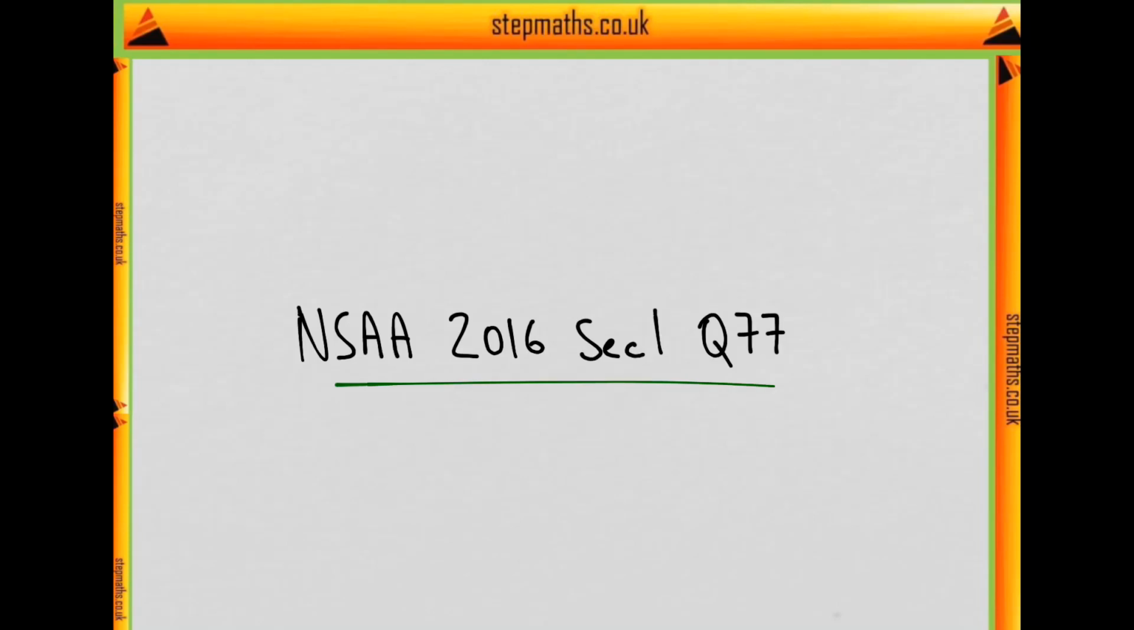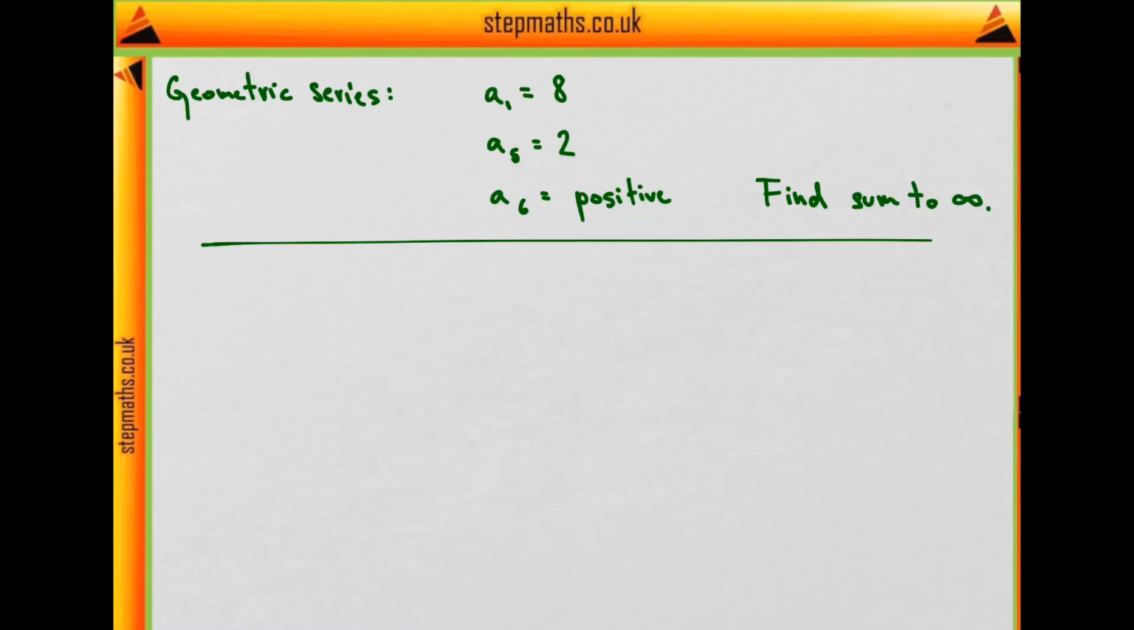In this video, we'll look at question 77 from the 2016 paper. So here we have a convergent geometric series, and we know that the first term equals 8, the fifth term is 2, and the sixth term is positive. And we are supposed to find the sum of this geometric series.